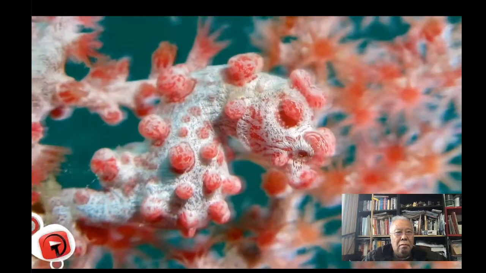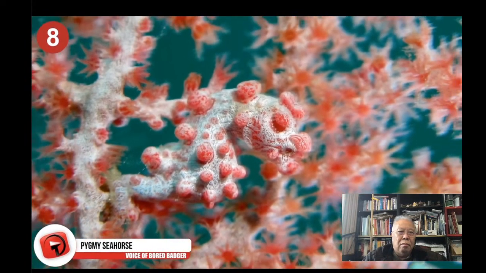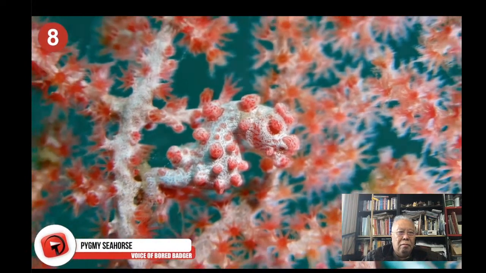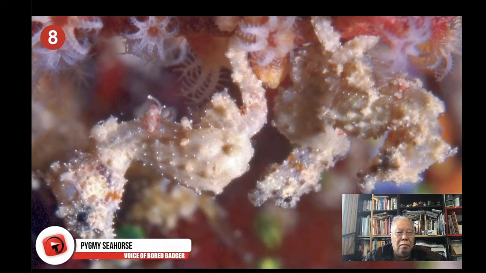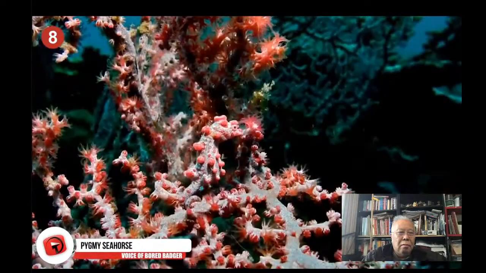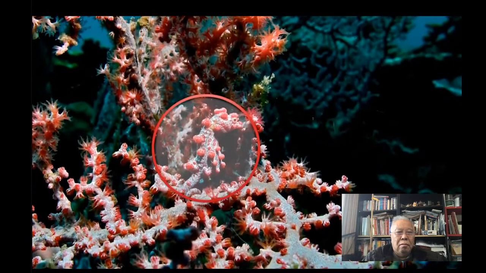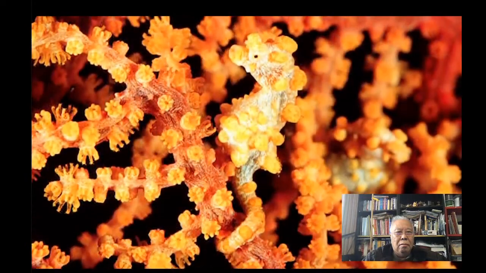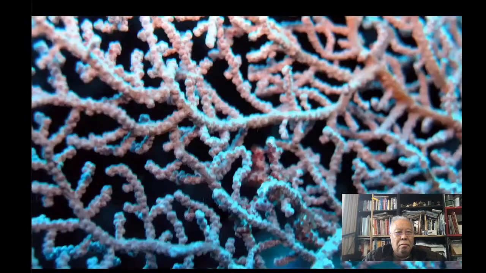Number 8, pygmy seahorse. The pygmy seahorse is a tiny and delicate creature, bright in colors and measuring less than an inch in length. Given their fragile nature, these diminutive creatures don't venture out much and usually spend their entire lives attached to a Gorgonian sea fan, which is a type of coral. The pygmy seahorse latches onto the coral with its hooked tail and changes the color of its skin to match the vibrancy of the respective sea fan. It can camouflage in so well with its environment that even a trained scientist will have a hard time identifying this one.